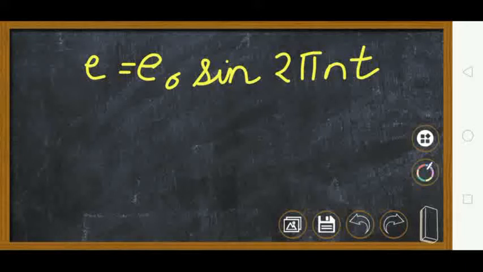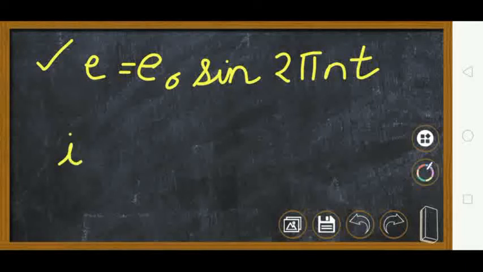Then at any particular time, suppose I want to know the EMF at the third second, I'll put t equal to 3, and n is the number of rotations it has done per second, that is the frequency. Then putting in the maximum EMF and these values in this expression, you can get the EMF at one particular instant.